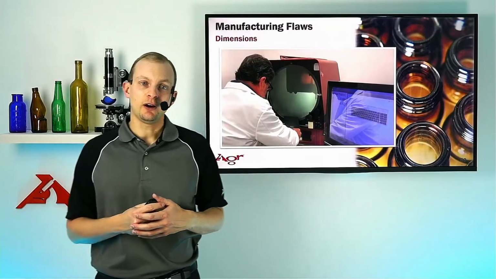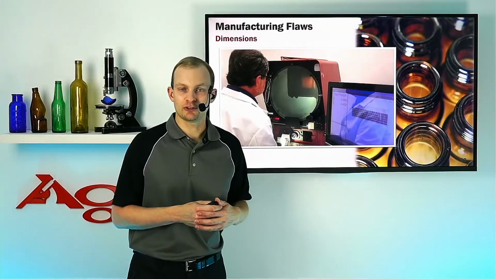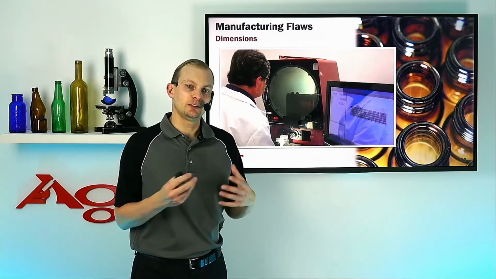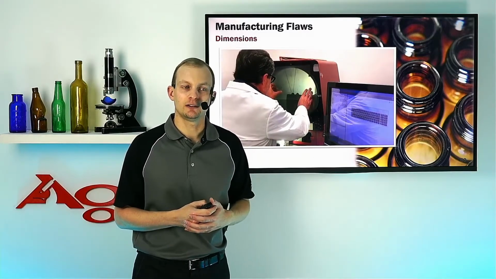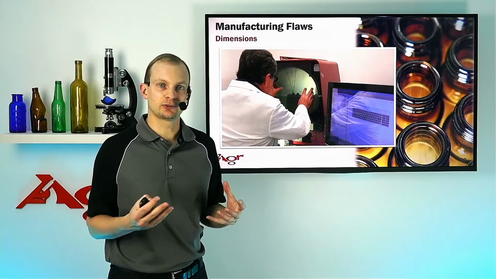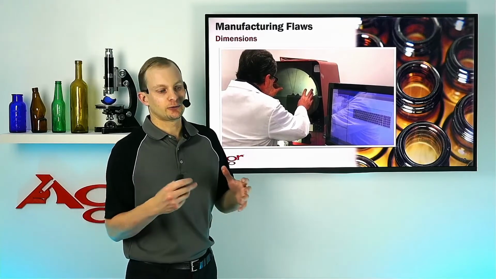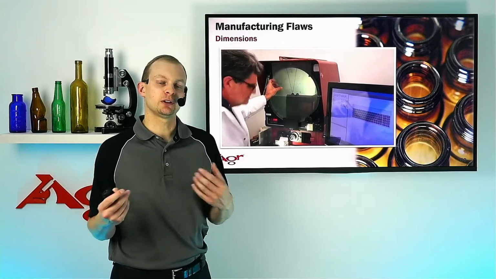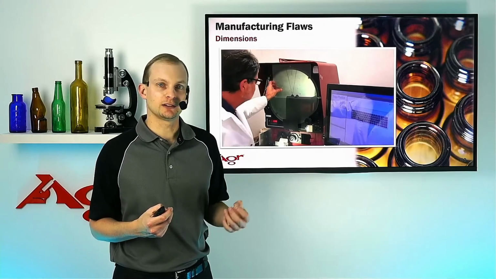Now we've discussed all the melting flaws. Let's move on to dimensional type of flaws. These are flaws that are going to primarily affect our ability to meet the tolerances on the technical drawing. And therefore, if we don't, we might have problems with closure application or processing in the filling line.